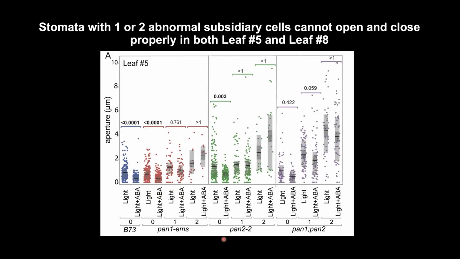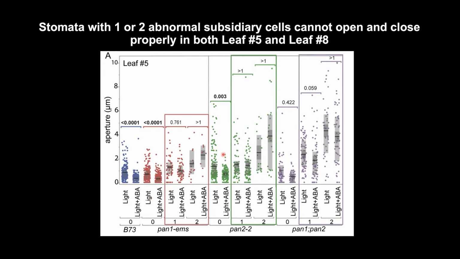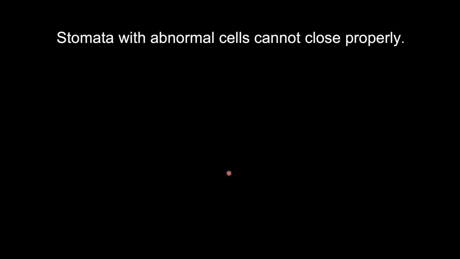And we look at the PAN2 and the PAN1, PAN2 double mutants. Similarly, in the abnormal stomata, ABA didn't induce the aperture to reduce significantly. So that means that an abnormal subsidiary cell can cause a defect in the function of the whole stomata structure. And we also saw a very interesting phenomenon in our images.